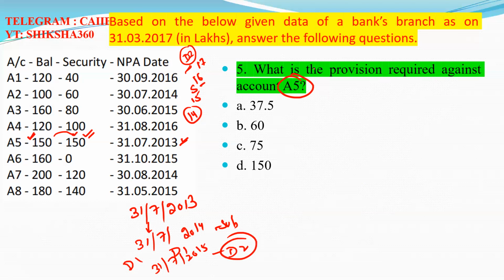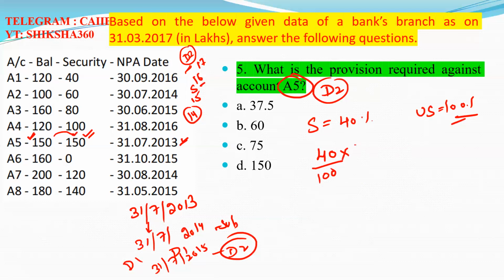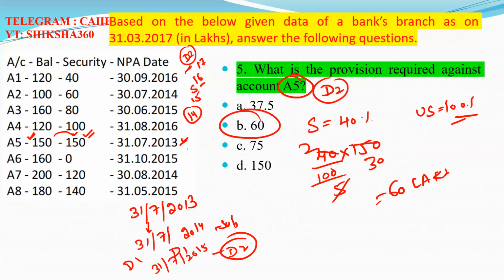D2 category. So under D2 category, basically for the secured, it is to be 40%, for unsecured, it is to be 100%. So basically it is secured. So basically 40% provisioning is required, clear? Amount is 150 because there is no unsecured portion. 40% of 150 is 60 lakh provisioning required in that case, clear?